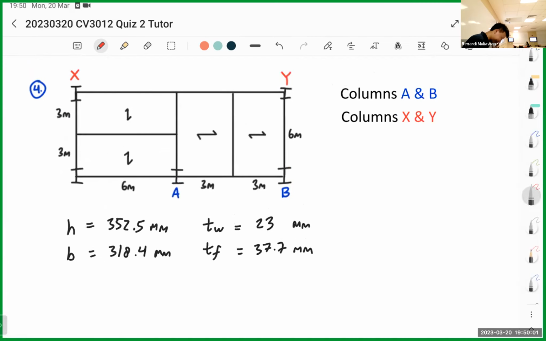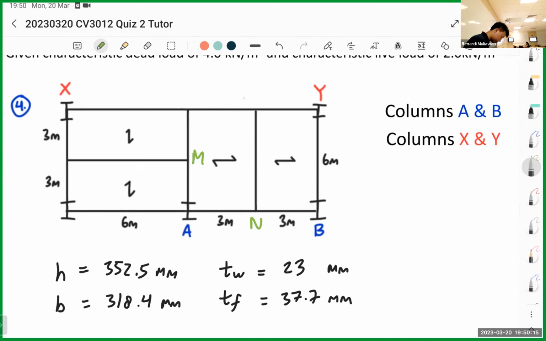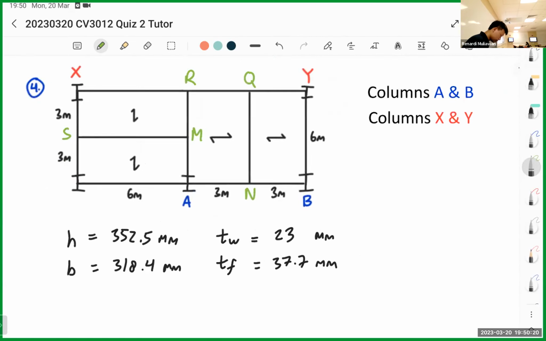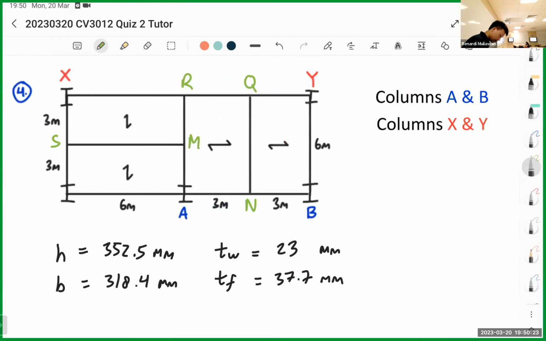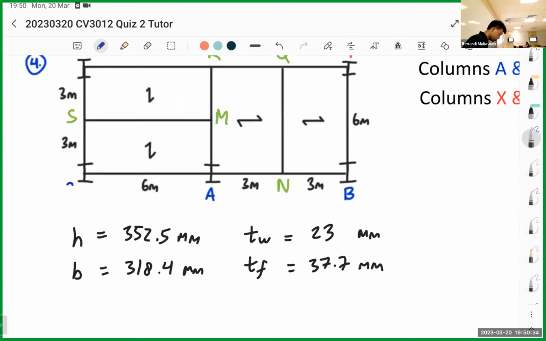Which one first? Let's do column A first. I'll label this M. Let's label this N. This is Q, this is R, this is S. Okay, so first things first, as I said in my first peer tutorial, always work backwards. So you start at the end point first. What I mean is, let's say this is C. We have the column A. Column A is connected to which beams? We have 3 beams, right?